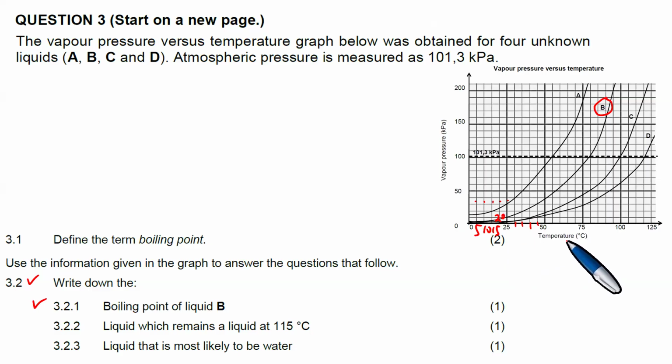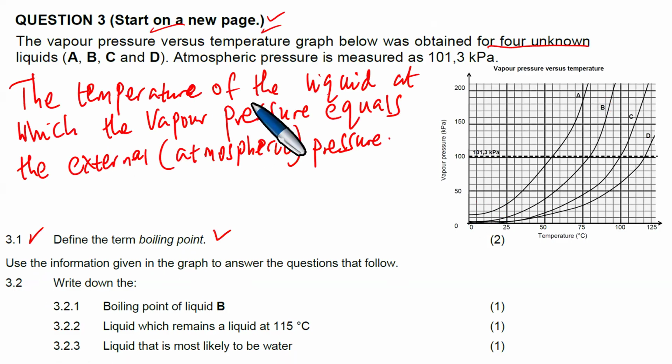So now the question becomes, what is the boiling point of liquid B? You need to look at this question very carefully and look at the vapor pressure. We define the boiling point as the temperature of the liquid at which vapor pressure equals external atmospheric pressure. So this is the vapor pressure graph.